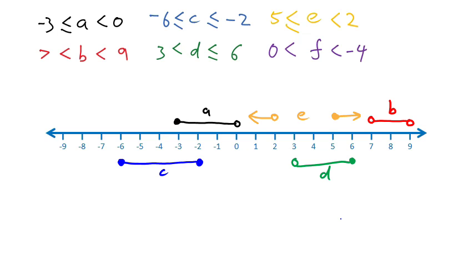If we looked at A, we're saying everything including -3 and all the way up to 0. This is the opposite case. This is saying everything up to but not including 2 for E, and everything from 5 and above.